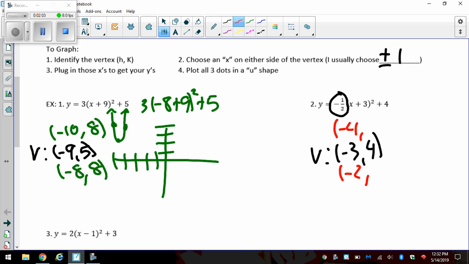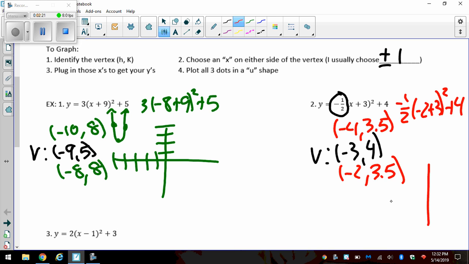I'm going to actually plug that into the equation. So you plug in -2, -2 plus 3 squared plus your 4. And plug that into your calculator or your head. And either way, you should get 3.5. If you plug in -4, you have to get the exact same y value because it's symmetric. And you're going to plot those dots. I get 1, 2, 3, 4. -4, 3.5. -3, 4. -2, 3.5. Sorry, that one ran into the notes there. So you see it's pointing down, so we know that we did it right.